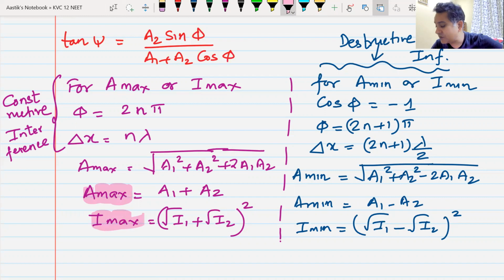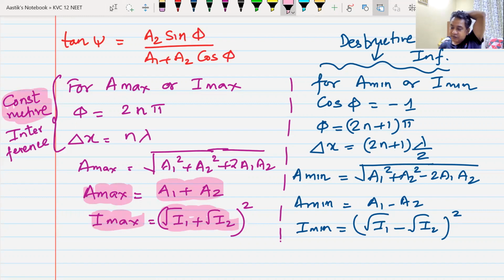You must remember the formula for both of these. Maximum amplitude is A1 plus A2 and maximum intensity is (root I1 plus root I2) whole square. Everyone remembers this? This is for constructive interference. Yes or no? Yes, sir.